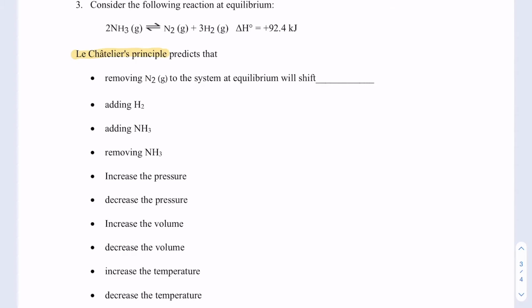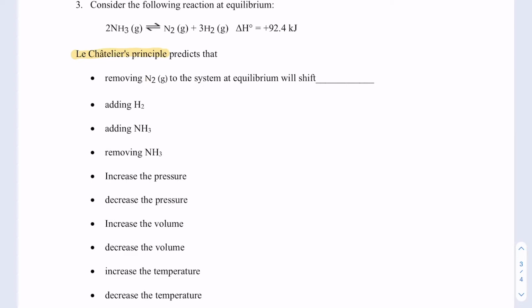That means the equation has already reached equilibrium, and then now you're adding some stress. The stress could include the change of concentration of the reactants or the products, or you're changing the pressure. And if you're dealing with gas, when you change the pressure, the volume as a result will also change. The third type of stress could be changing the temperature.